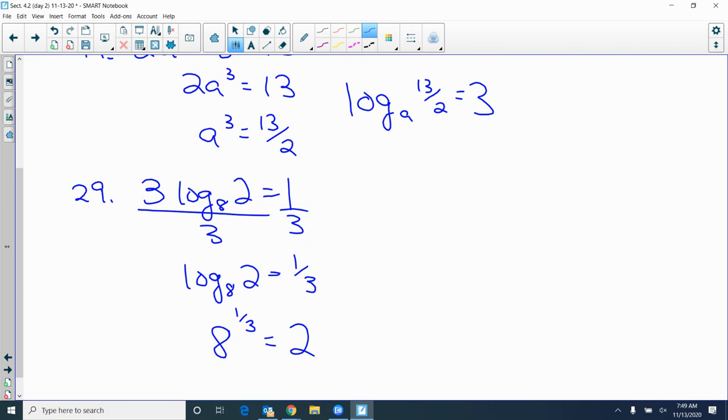Hey, what's the 1/3 power? What's happening there? It's not the square root, it's the cube root. 1/3 power is the cube root. 1/4 power is the 4th root. So on and so forth.